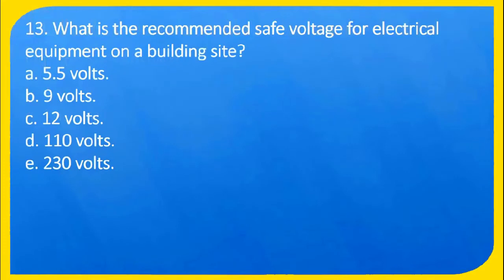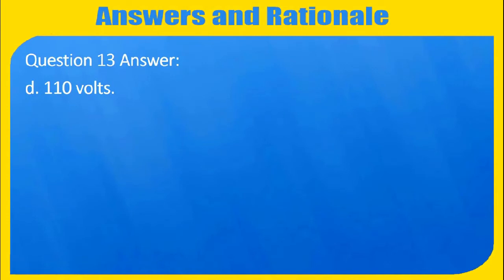Question 13. What is the recommended safe voltage for electrical equipment on a building site? A. 5.5 volts. B. 9 volts. C. 12 volts. D. 110 volts. E. 230 volts. Question 13. Answer. D. 110 volts.